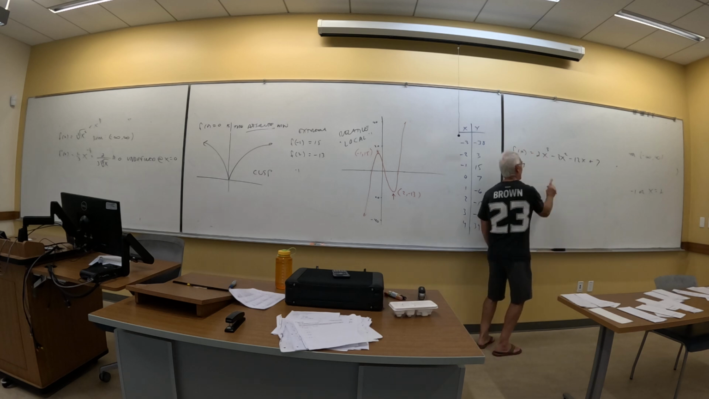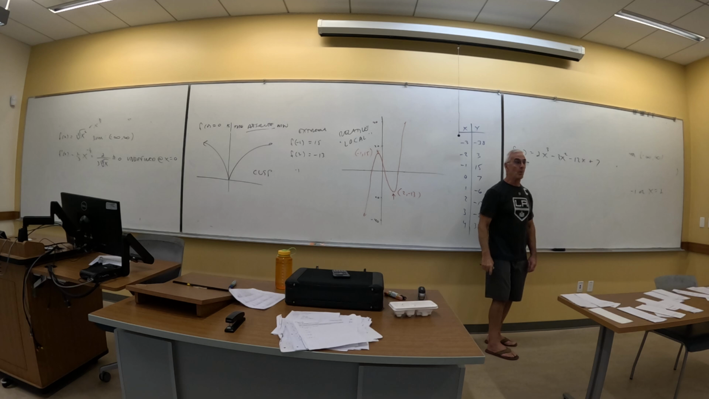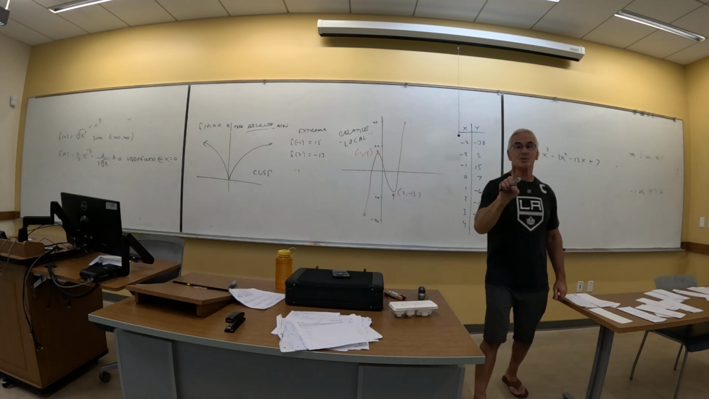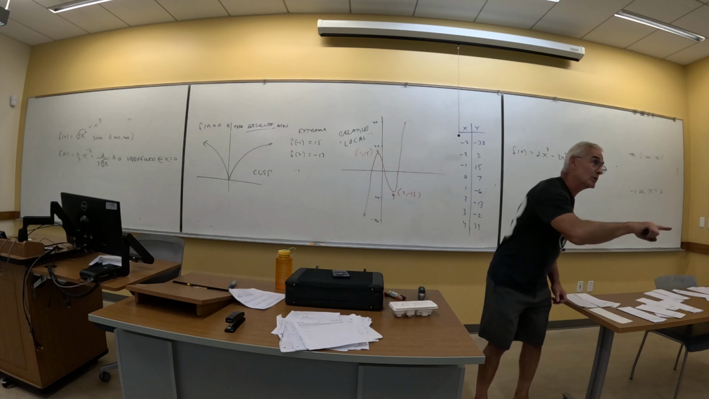As x grows without bound, this is going up forever. Now, what if x goes negatively without bound? Well, then it's going to go down forever, isn't it? So there's no absolute minimum. That's only to determine if it's absolute.